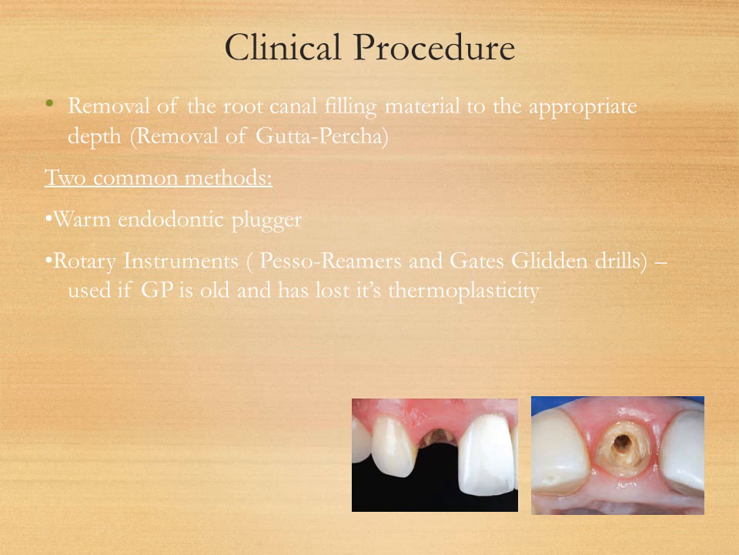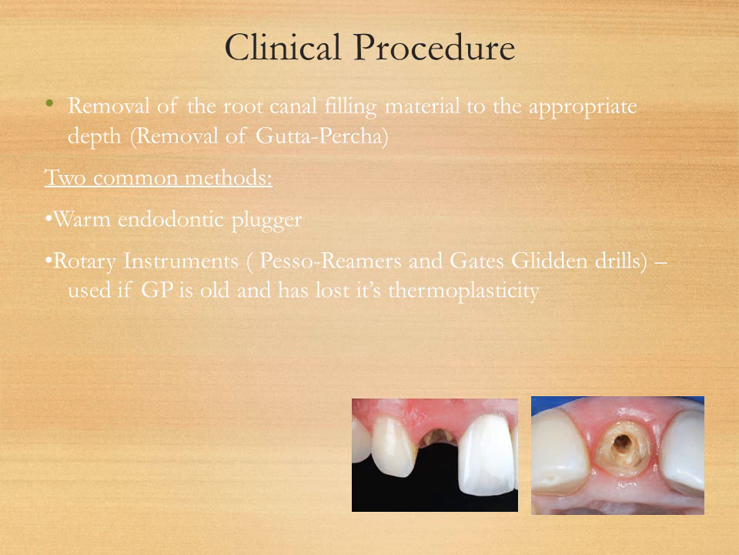So how exactly are you supposed to prepare the tooth to receive the post and core? In this figure you can see that the tooth was fractured or badly broken down. Once the root canal has been done, after that you have to prepare the tooth to receive a suitable post. To receive the suitable post, there are two common methods. The first is using a warm endodontic plugger.